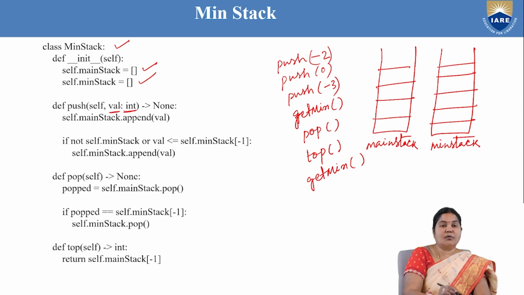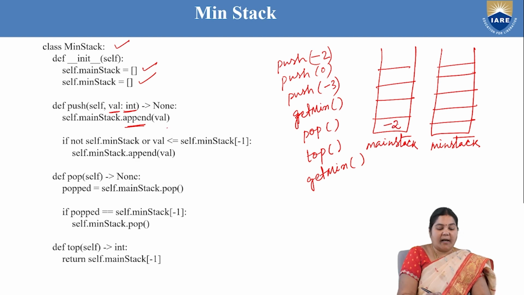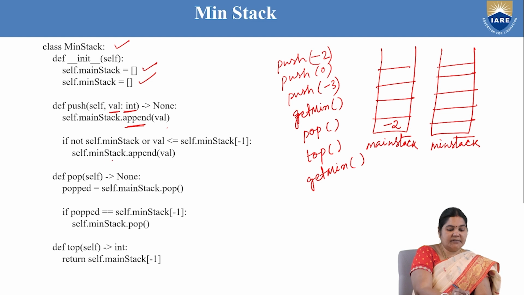Okay, right. Now whenever I have to push a value into the stack, I am passing a value which is an integer, and what I will do, I'll simply call, because the stack is a list over here, main stack dot append of that value. So minus 2 is appended to the main stack. Okay, now as soon as one value is appended to the main stack, I need to check whether there is any value which is less than that available. Otherwise, I'll push.